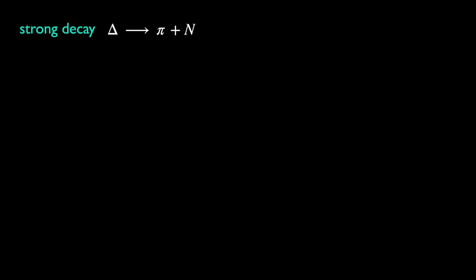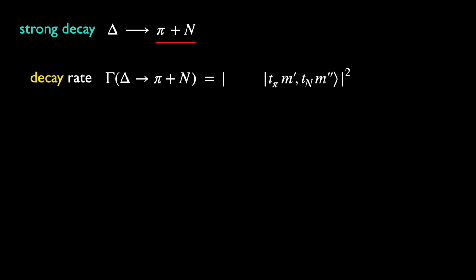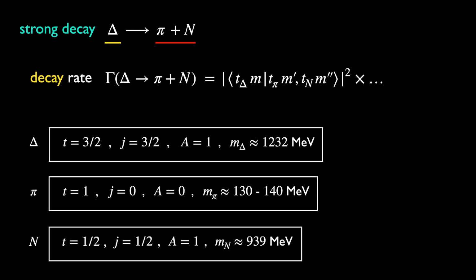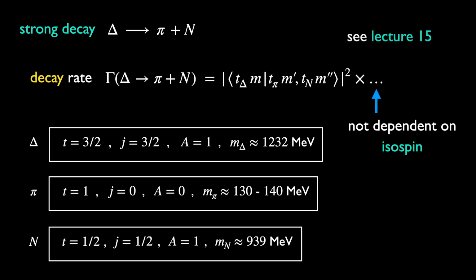Now let's look at this strong process and work out the consequences of isospin symmetry on the decay rates. The decay rate of this process is proportional to the square magnitude of the amplitude between the pion-nucleon product state and the delta state. The constant of proportionality is some positive quantity that is not dependent on isospin. To see where this expression came from, see lecture 15 when we talk about selection rules in atomic transitions.